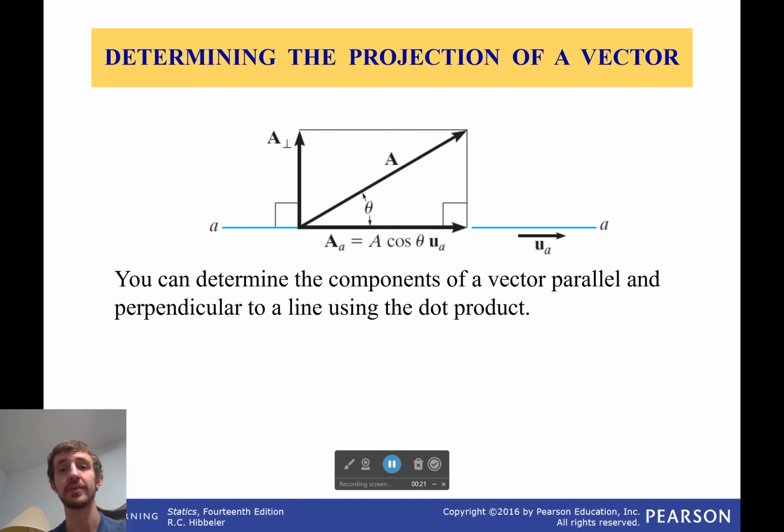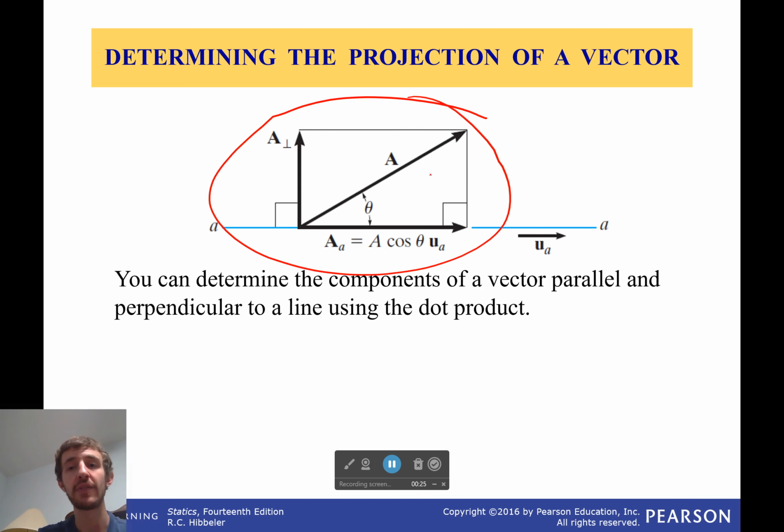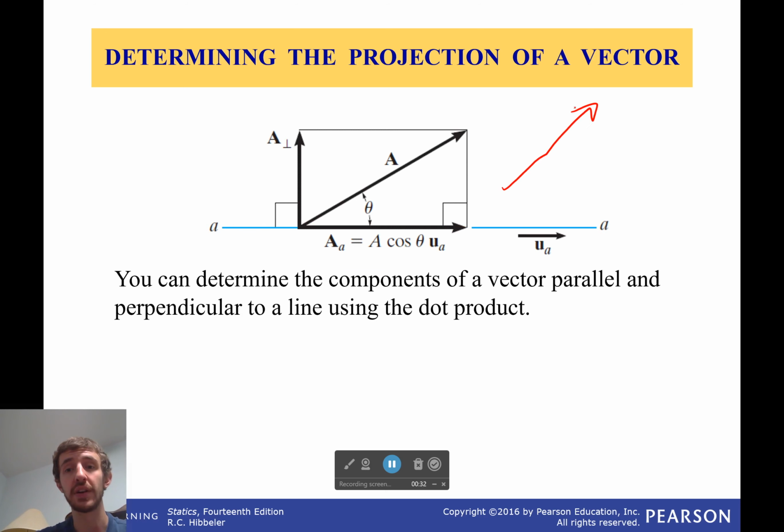Well, first off, we have to draw our problem. So we have some line A. So this is the important detail. I might have two vectors like this. Here's A and here's B. And so what's the projection of A on B?